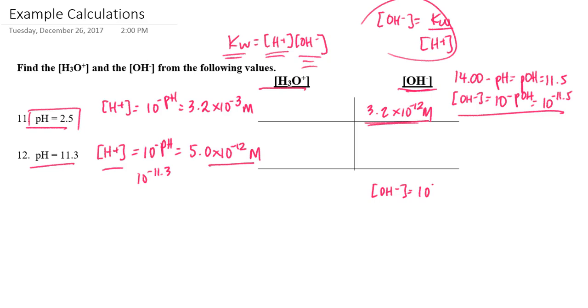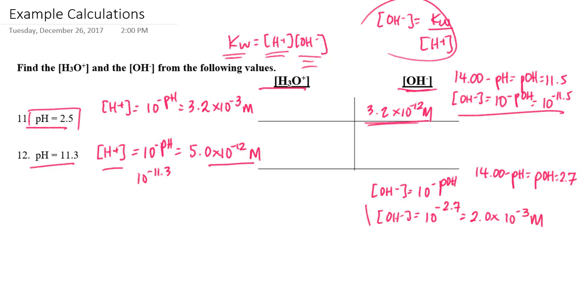then I could do that by taking 10 and raising it to the negative pOH power. So again, 14 minus the pH is equal to the pOH. If I take that difference, I end up with 2.7. So if I go ahead and plug in, I'm going to take 10 and raise it to the negative 2.7 power. And if I do that, I get 2.0 times 10 to the negative 3rd molar for my hydroxide ion concentration.